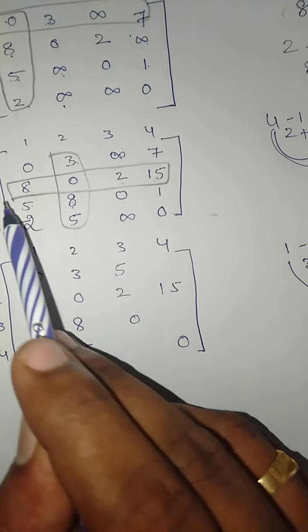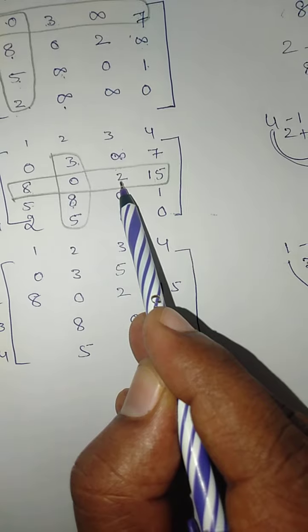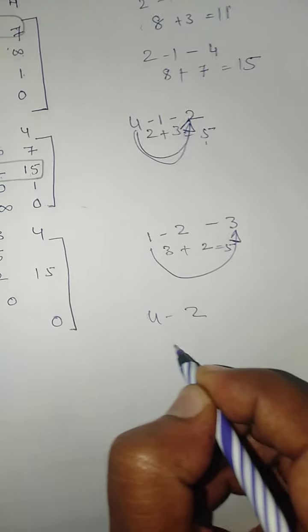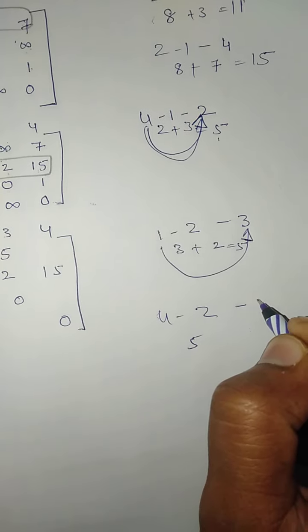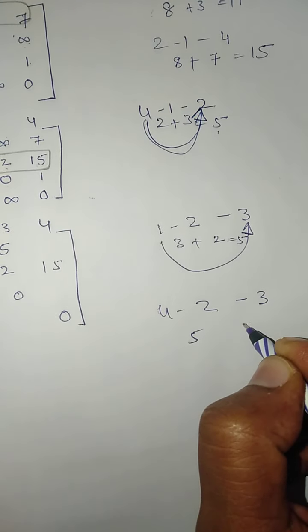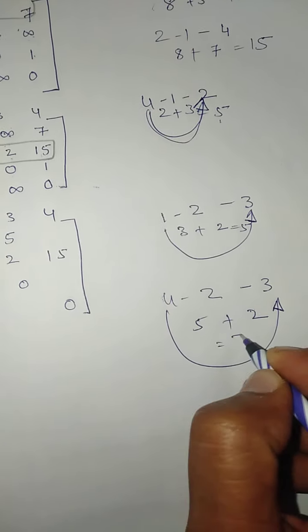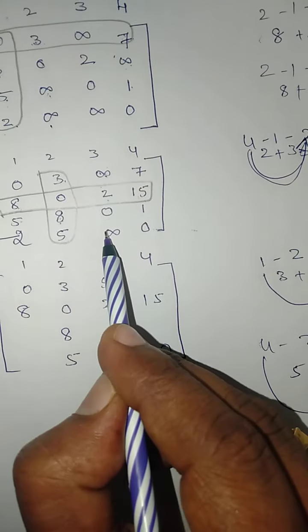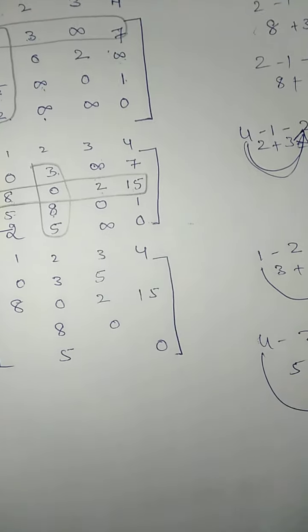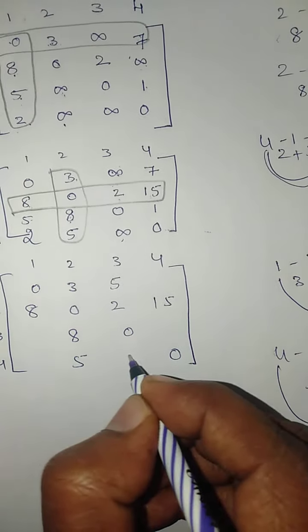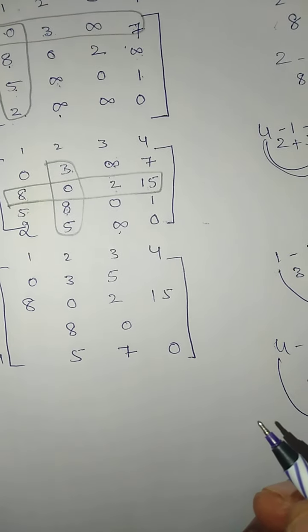Next. 4 to 2 and 2 to 3. There is a path. So 4 to 2 cost is 5 and 2 to 3 cost is 2. Right? Therefore, 4 to 3 there is a path with a cost of 7. So 4 to 3 there is a path of cost 7, which is 7 is less than infinity. I replace 7 here. Done.